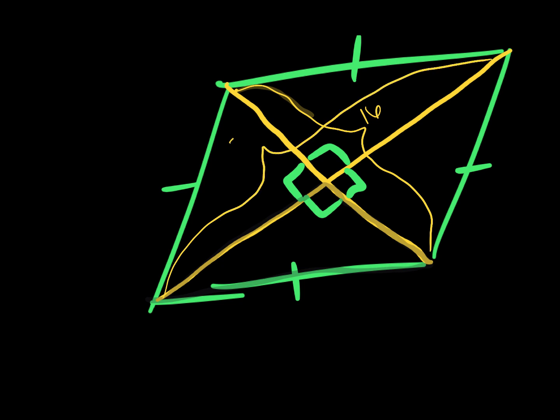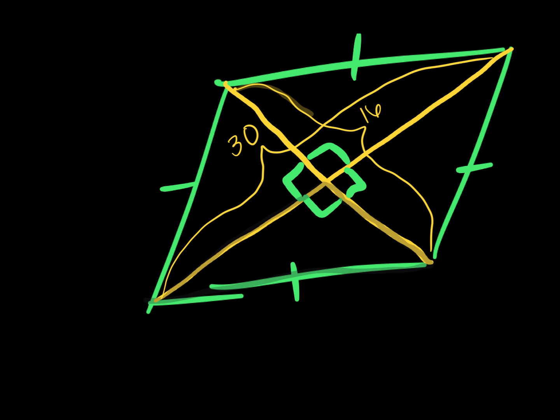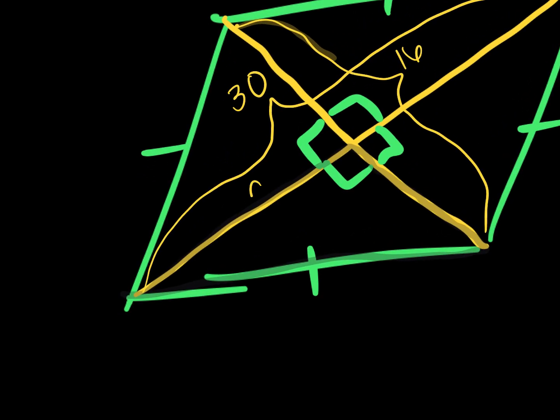16 and 30. Guys, we want to figure out what our A length needs to be, what our B length needs to be, and what our C length needs to be. We need 2 of them to apply the Pythagorean theorem. What do you think A is? 15. How did you get 15, Hayden? You divided 30 by 2. Remember, diagonals in all parallelograms bisect each other.